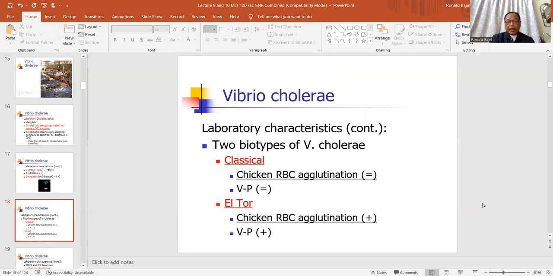Classical is negative for both. El Tor is positive for both. And make sure that you know that it's chicken RBC agglutination and Voges-Proskauer. Again, classical is negative for both tests and El Tor is positive for both tests. You will be asked, guaranteed, you will be asked this question on a test. So make sure you asterisk this slide.